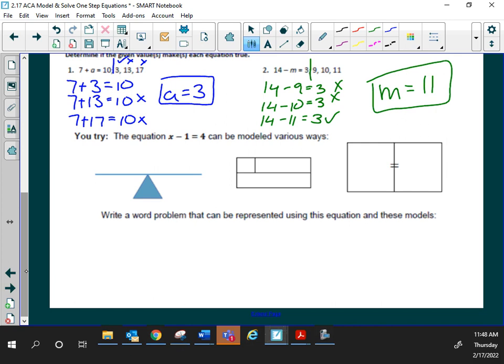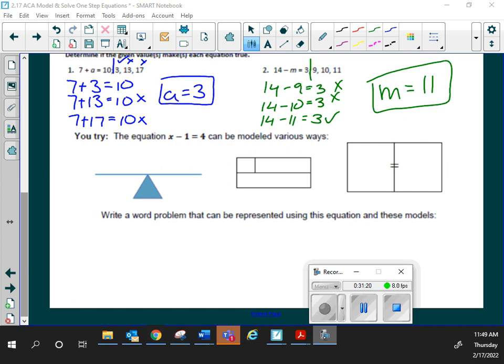In that last one, again, we've done a problem like it, so now is your chance to try it. I'll give you a minute. Ready, set, go. Try out all the models. If you forgot how to model, flip back to that first page. Pause and play when you're ready.